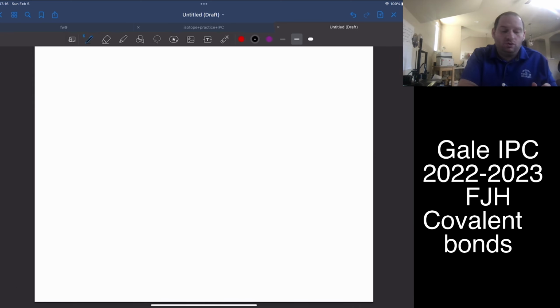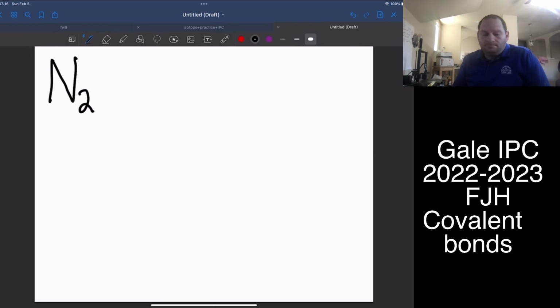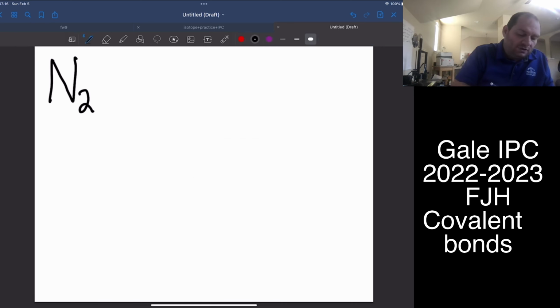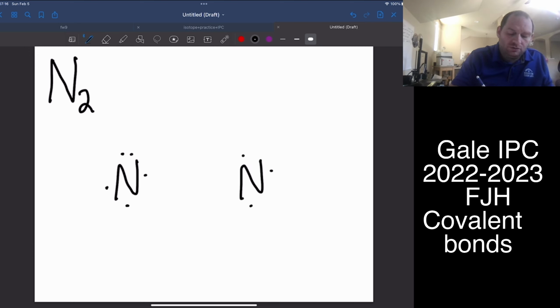Let's do a diatomic. Diatomic means 2, or in pairs, of N2. Okay. So nitrogen again should have a total of, let's see here, 5 valence electrons. So nitrogen, 1, 2, 3, 4, 5. Another nitrogen, 1, 2, 3, 4, 5. These two want to bond together. So we have 2 nonmetals. So we have covalent.